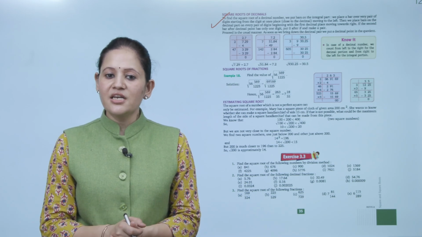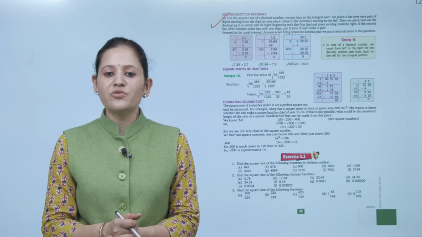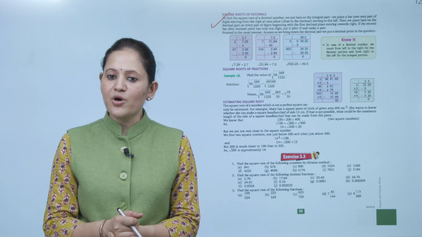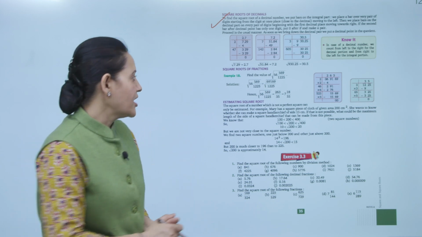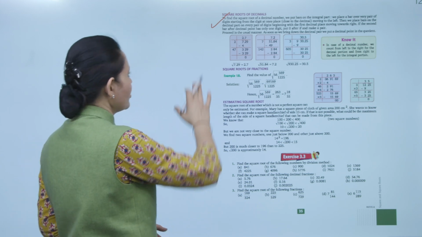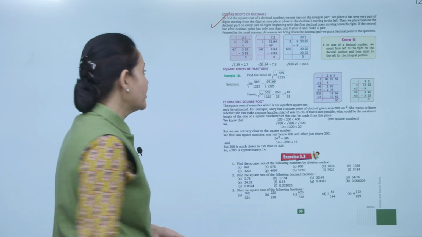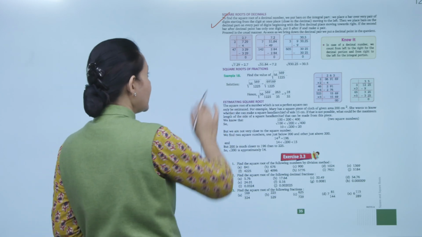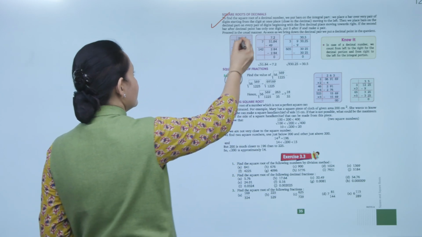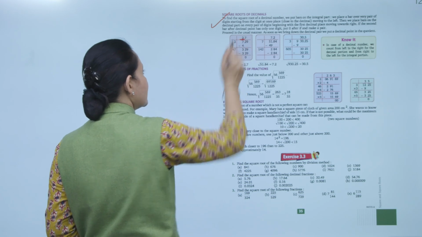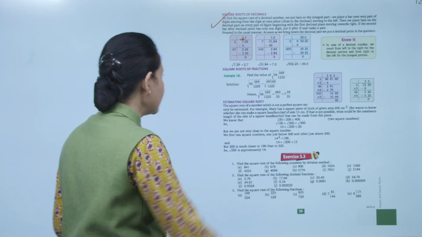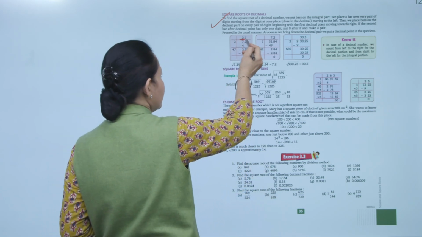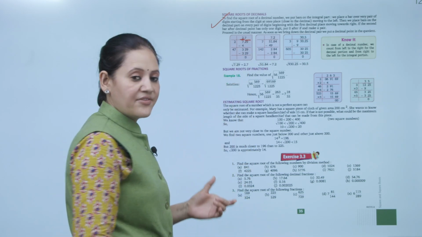Proceed in the usual manner. As soon as we bring down the decimal pair, we put the decimal point in the quotient. So here we have to find the square root of 7.29. Again we will make pairs. So the integral part, a whole number, is 7. We can also put 0 here and then 29. So the first number is 7.